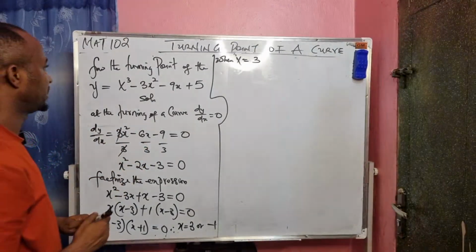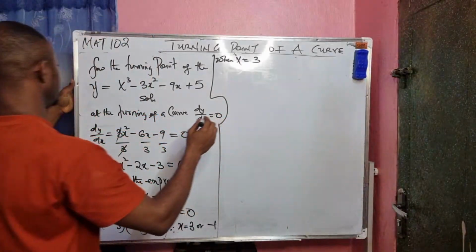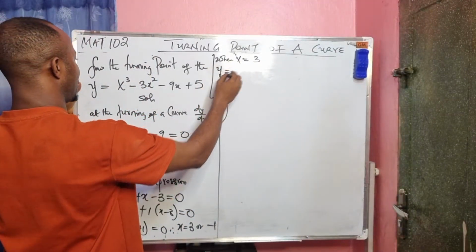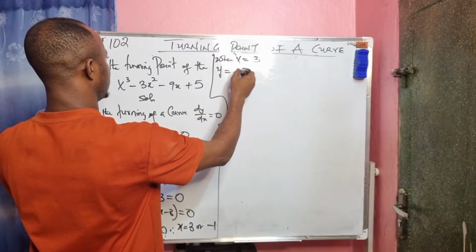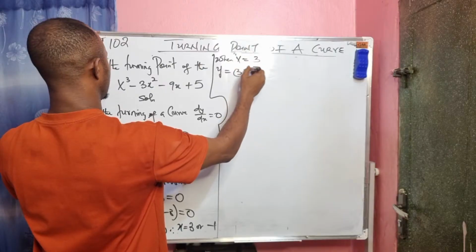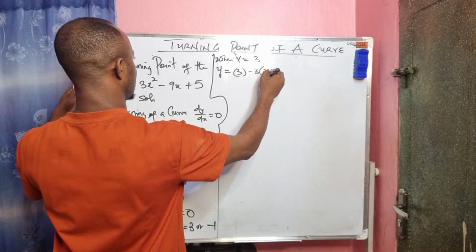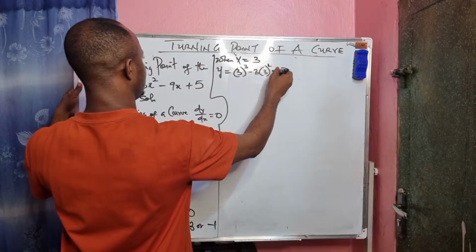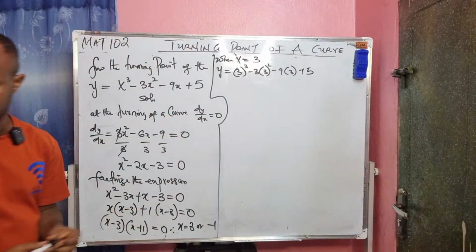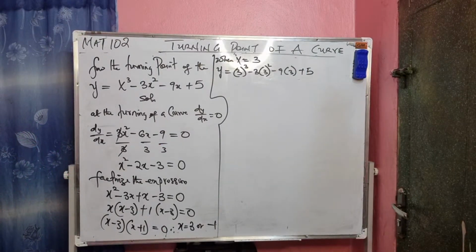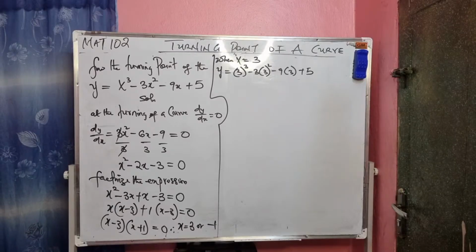All right, so when x is equals to 3, it means that our y becomes 3 to the power of 3 minus 3 times 3 squared minus 9 times 3 plus 5, right? Plus 5. Please, I hope you guys are following. If you are following, indicate that you are following, because I will soon be rounding up with this class.